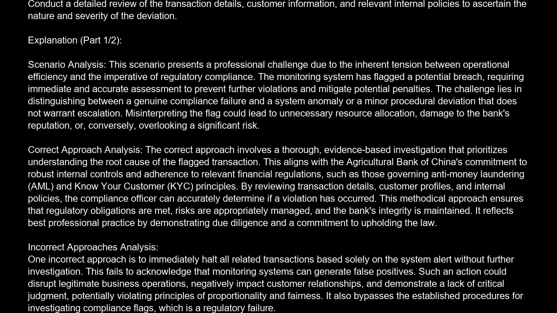Incorrect approaches analysis. One incorrect approach is to immediately halt all related transactions based solely on the system alert without further investigation. This fails to acknowledge that monitoring systems can generate false positives. Such an action could disrupt legitimate business operations, negatively impact customer relationships, and demonstrate a lack of critical judgment, potentially violating principles of proportionality and fairness. It also bypasses the established procedures for investigating compliance flags, which is a regulatory failure.